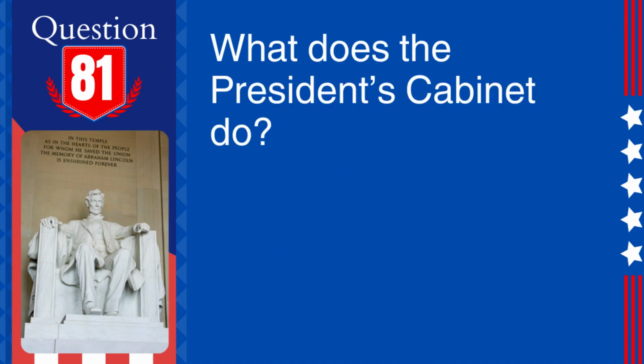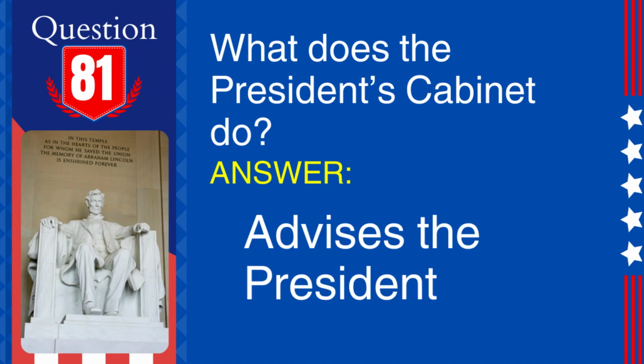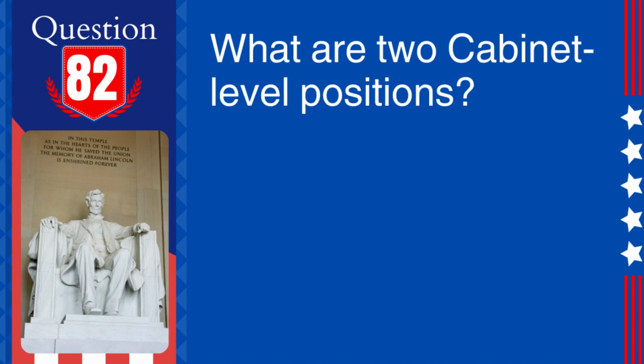81. Question: What does the President's cabinet do? Answer: Advises the President. Explanation: The President's cabinet is composed of the heads of the federal executive departments and other key officials. They serve as advisors to the President on various national and international matters. 82. Question: What are two cabinet-level positions?